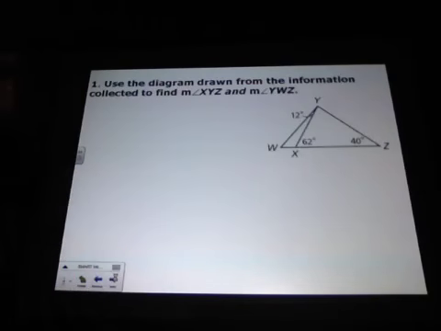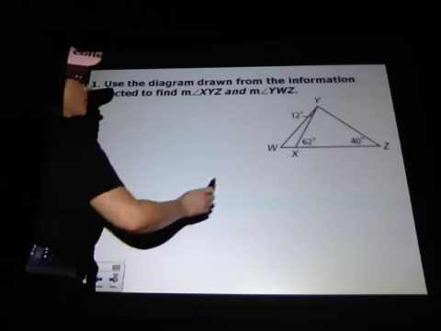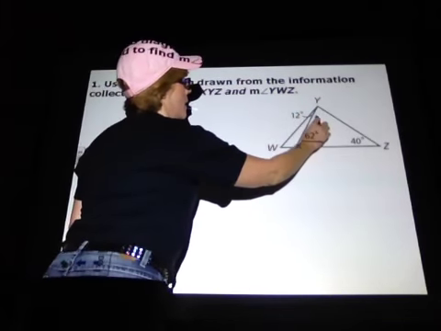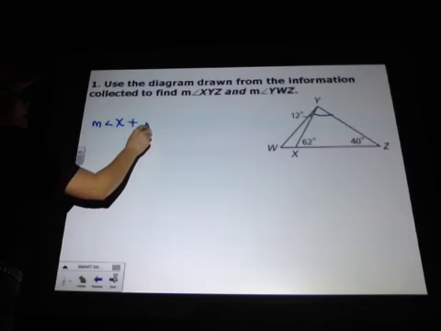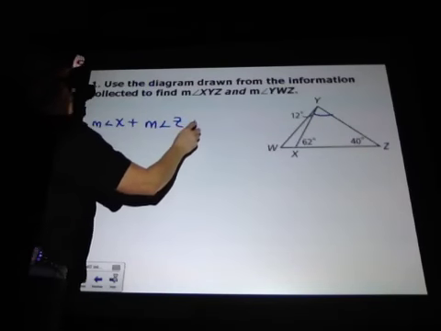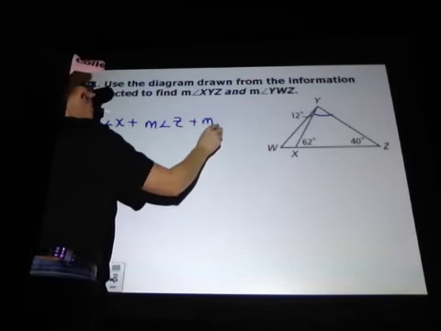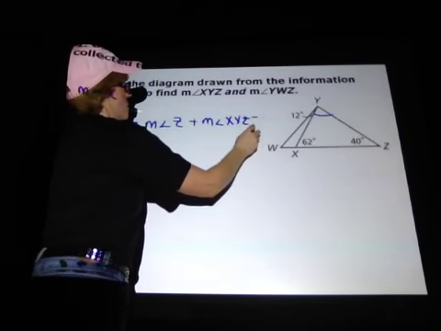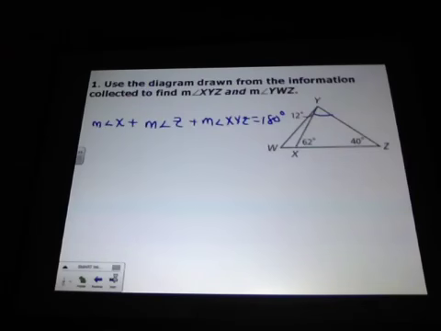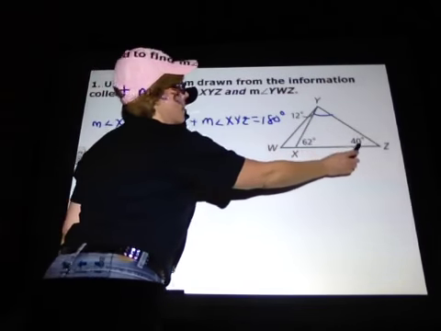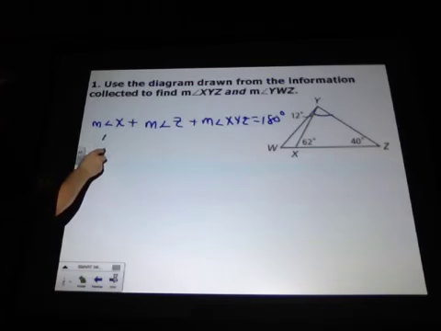Okay, we're going to use the diagram to try to find the measurement of angle XYZ. XYZ. That is this angle right here. Well, if we take the measurement of angle X and add the measurement of angle Z plus the measurement of the angle we are looking for, we're going to get 180 degrees because of our triangle angle sum theorem. You've got this angle, and this angle. So let's substitute in our measurements.